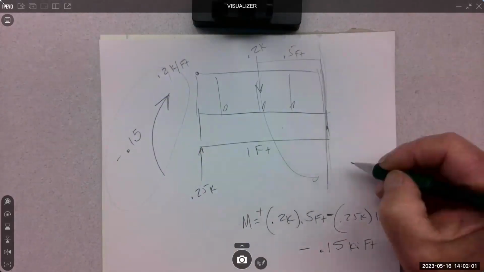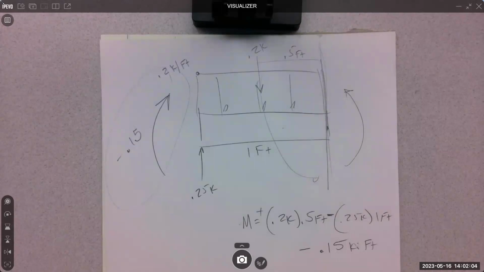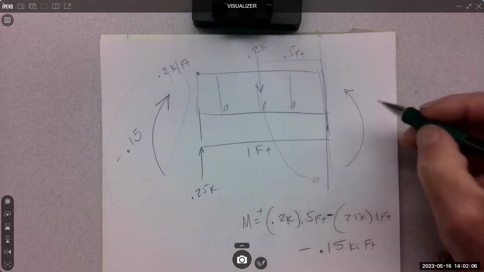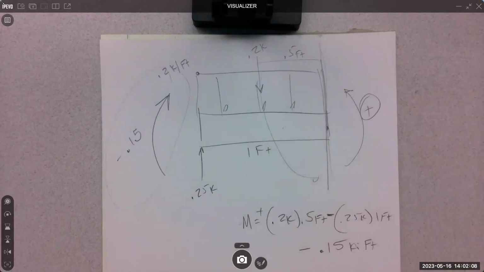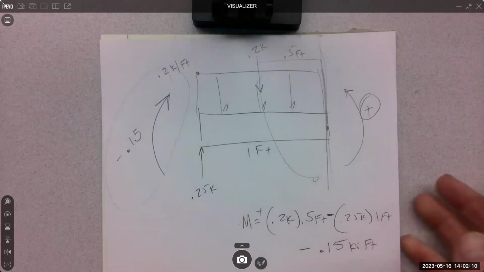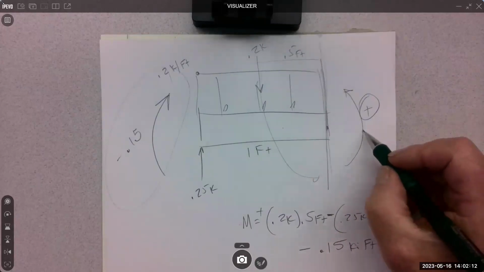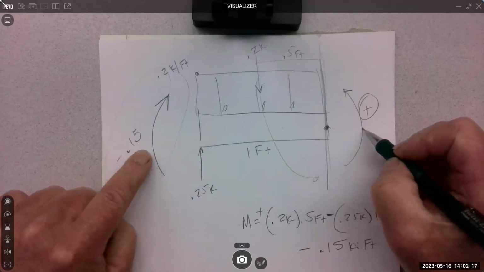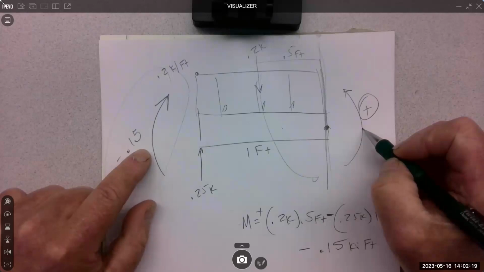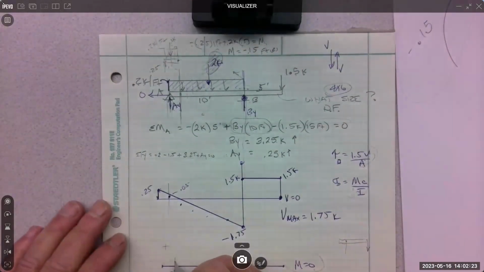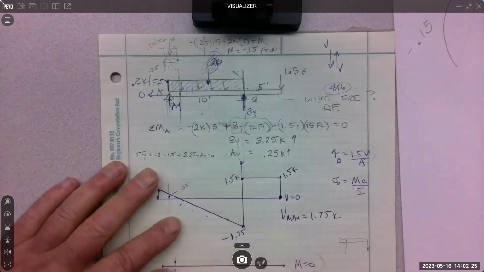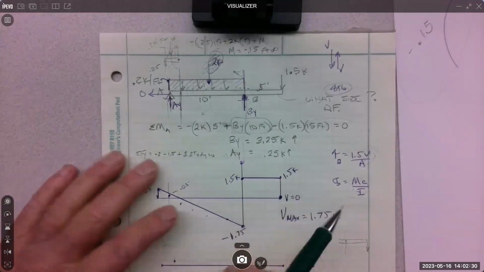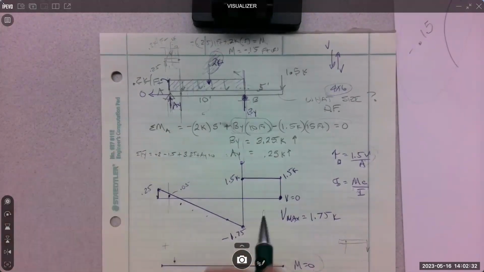The internal resistance is opposite of that, so it's plus. So I made a mistake when I put it down below, because this is the moment here. It fights the moment you calculate. All right, so this one really should be positive right there. Sorry about that. I knew I was wrong. I'll show you why.